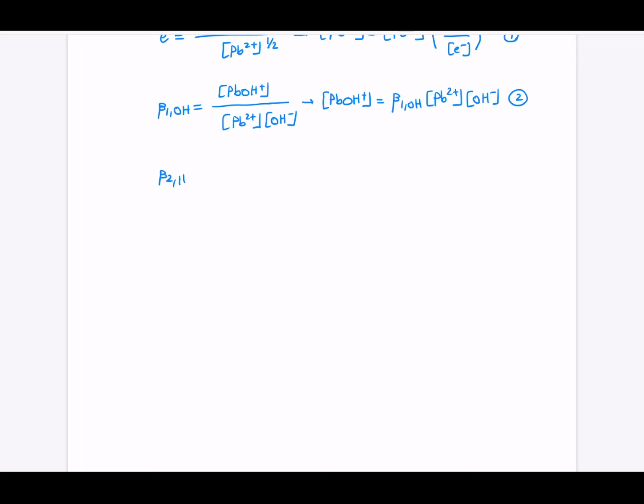Then the next one, beta 2 of HS is equal to PbHS2, then Pb2 plus HS minus to the power of 2. PbHS2 then would be beta 2 of HS, Pb2 plus, and HS minus to the power of 2.